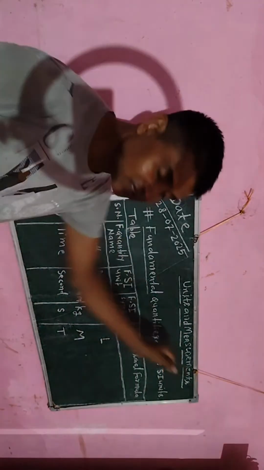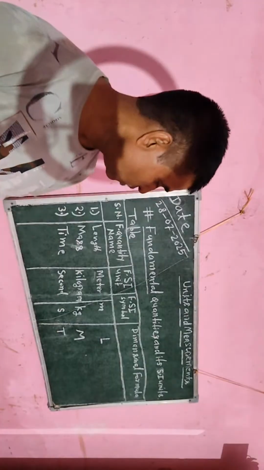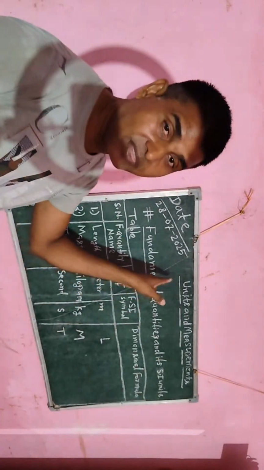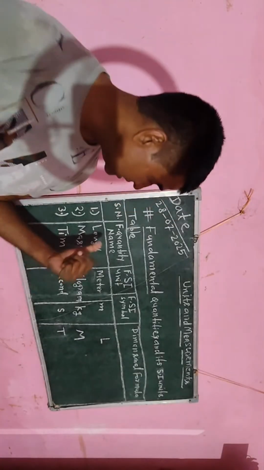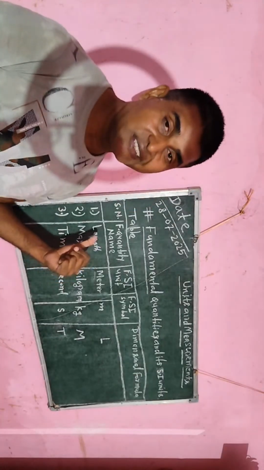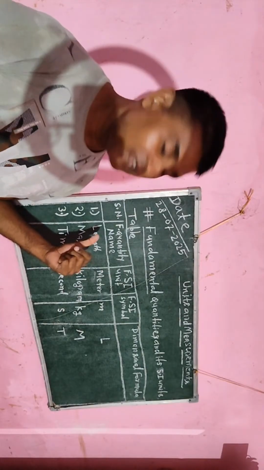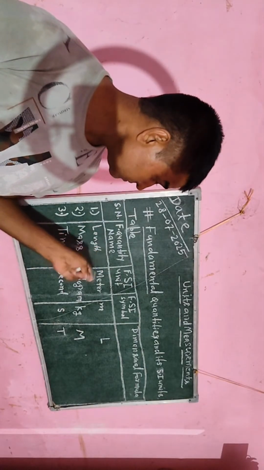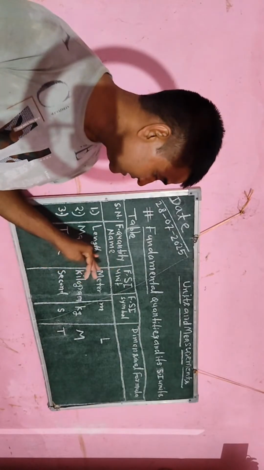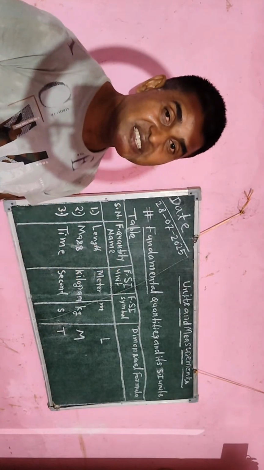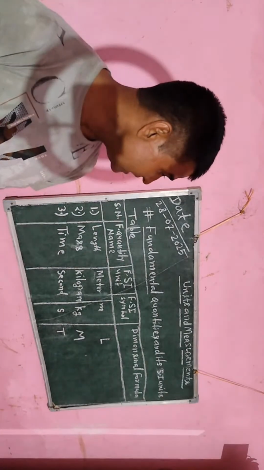This is the units and measurements chapter, class 11th physics. Hindi medium students and English medium students both can learn easily, because this is basic information, and this basic information exists in both mediums, Hindi and English.